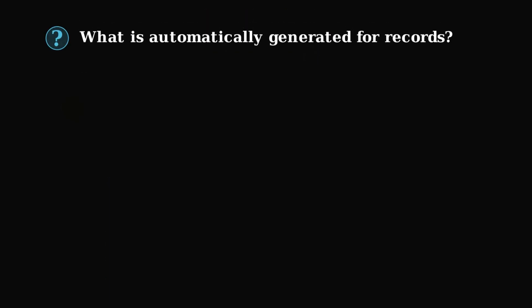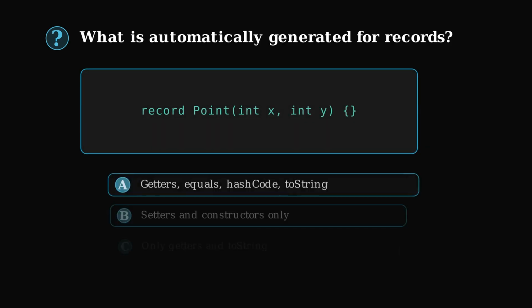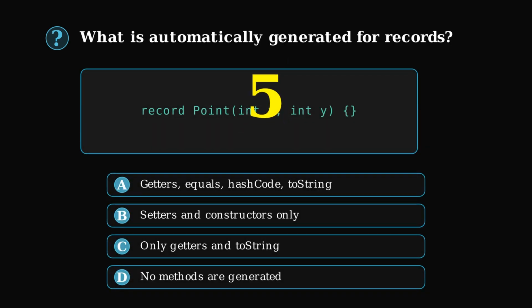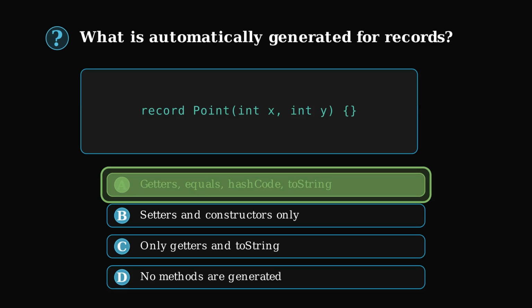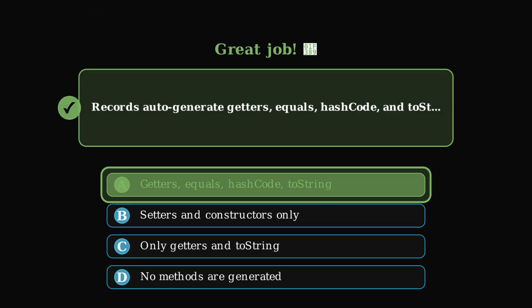What is automatically generated for records? Which one is correct? The correct answer is records auto-generate getters, equals, hashCode and toString.